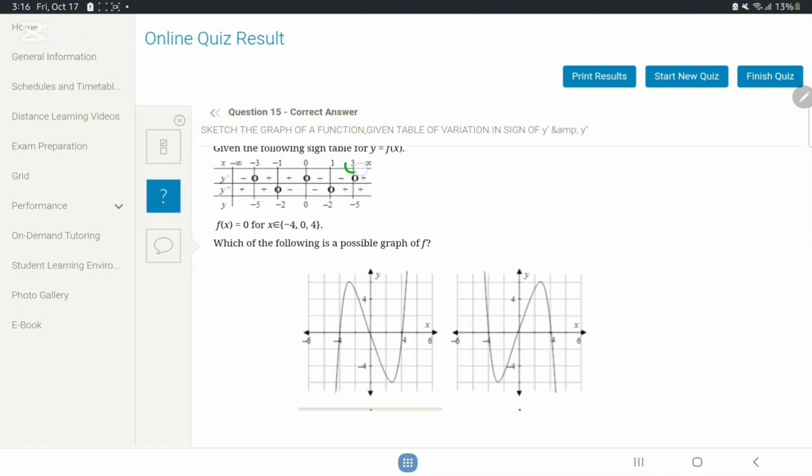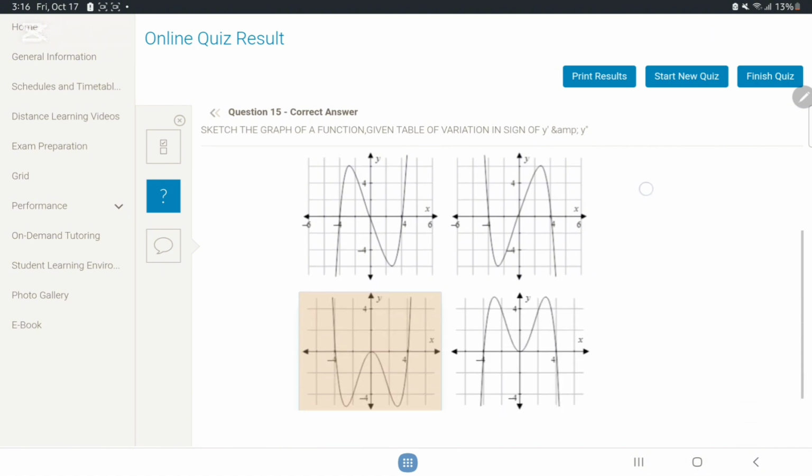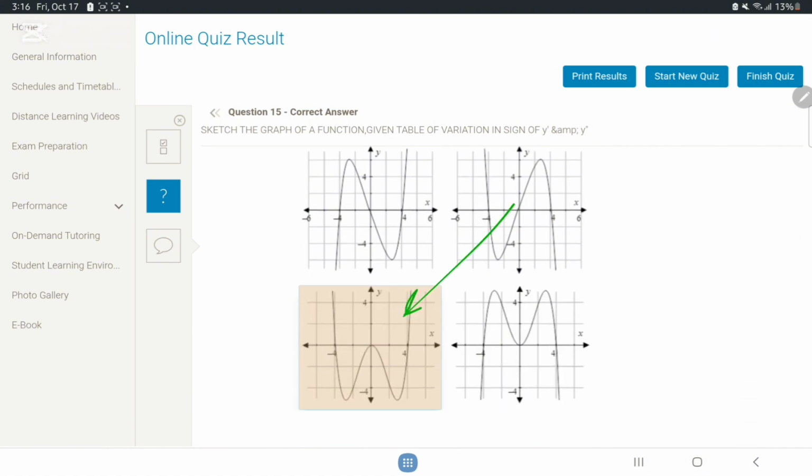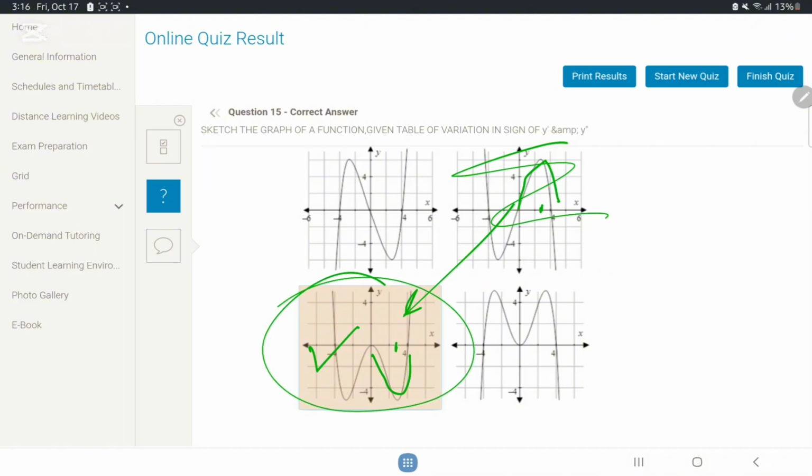Let's look at 3. It will also be a local minimum, so a decrease, then an increase, like this. So we were left with these 2 graphs. At 3, we have a local minimum here, so it's correct. And at 3, we have a local maximum, which is wrong. So we choose this graph.